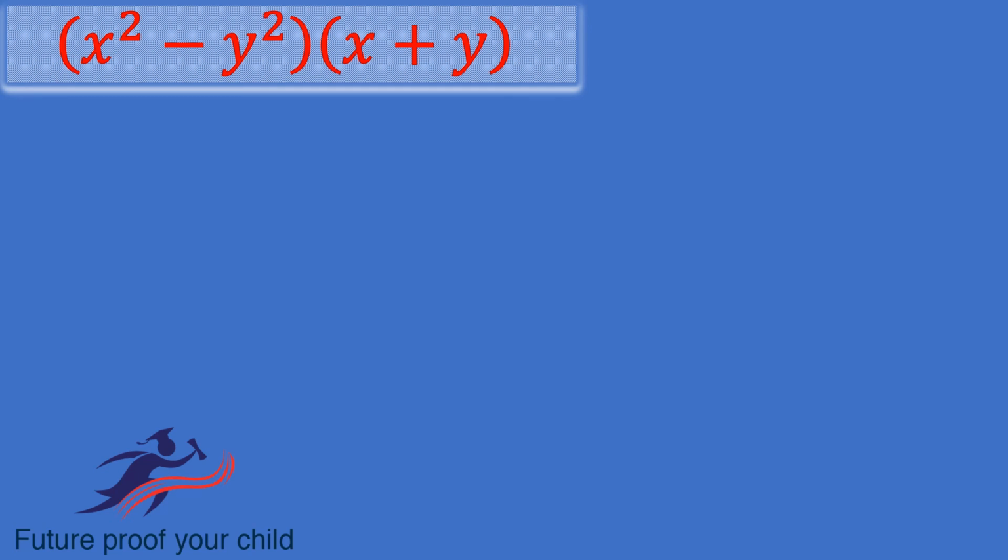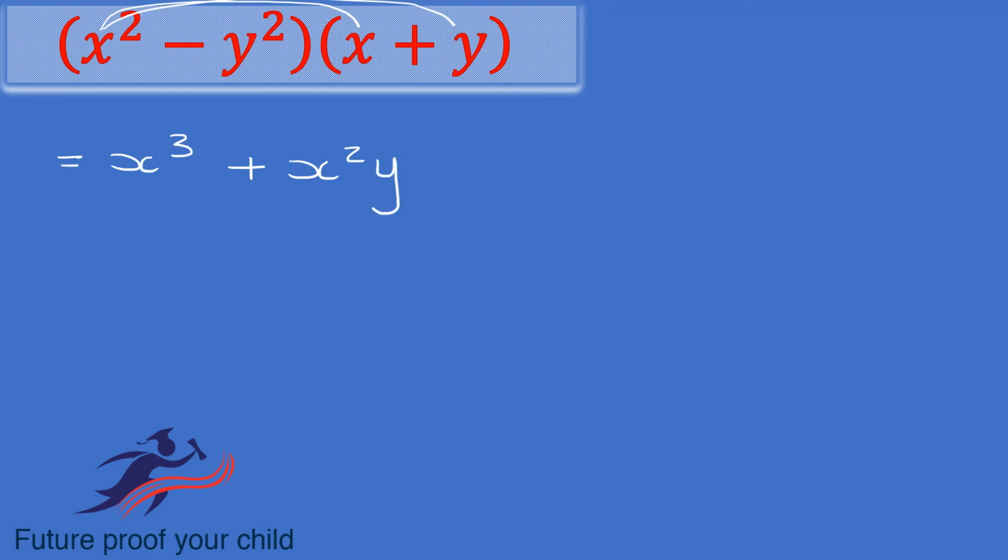And then just one last question. Also a binomial times a binomial, but now we have some squares over here, but we're going to follow the same procedure. So first terms, x squared times x is x cubed. Outer terms, x squared times y is positive x squared y.